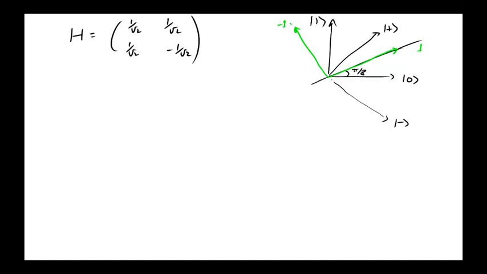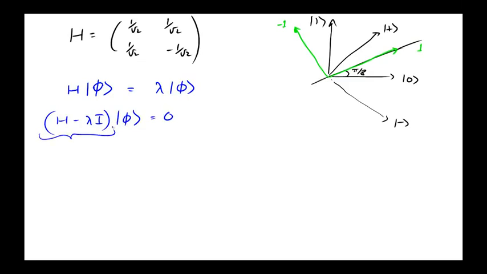Okay, but let's go back and think about how would you actually work this out. What you would do is you would say, I want to find some vector psi such that H times psi is lambda times psi, which means that H minus lambda times the identity times psi equals 0. But we want a non-zero solution to this, so for this to happen, this must be a singular matrix, so it must have determinant equal to 0.